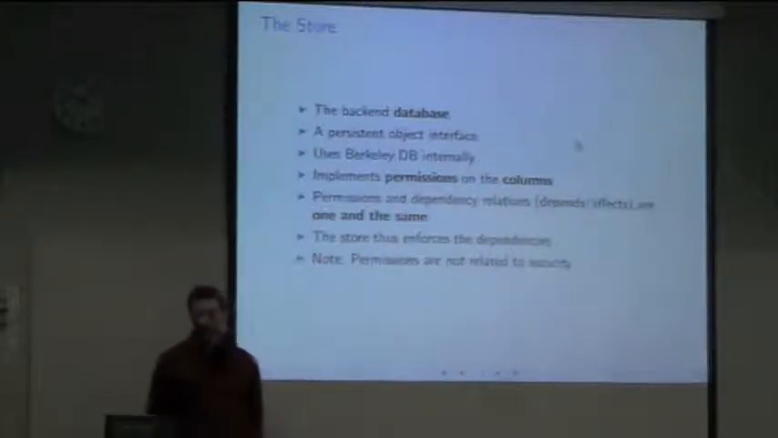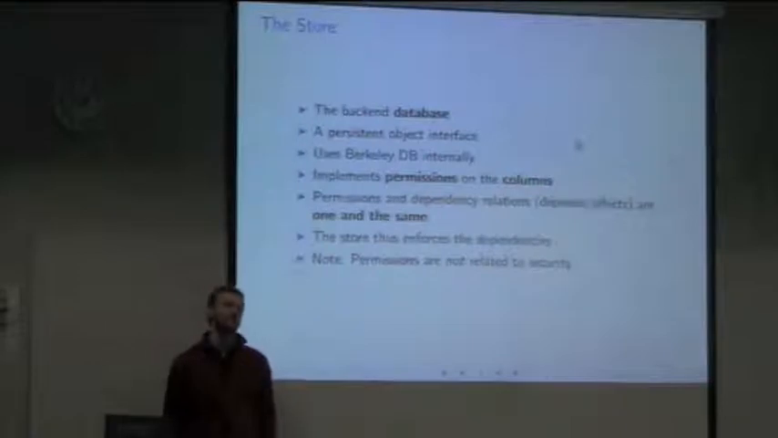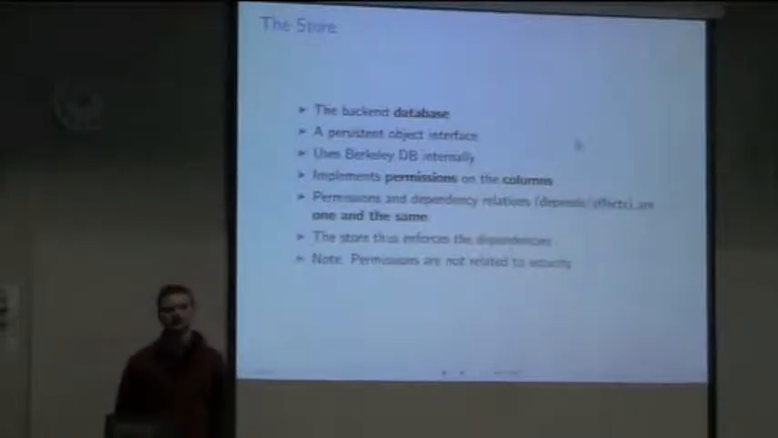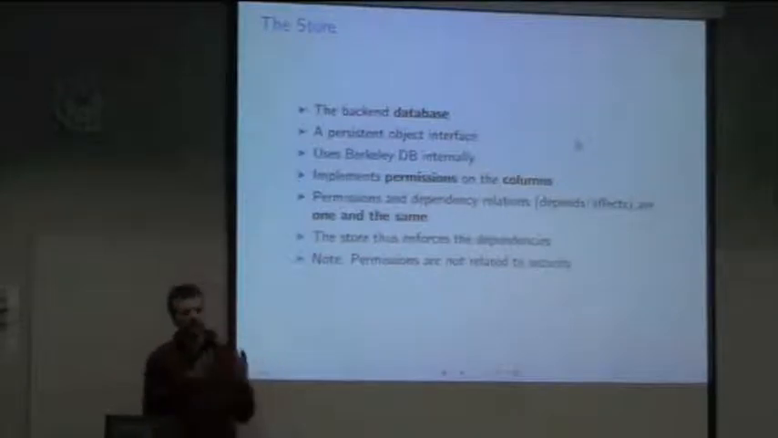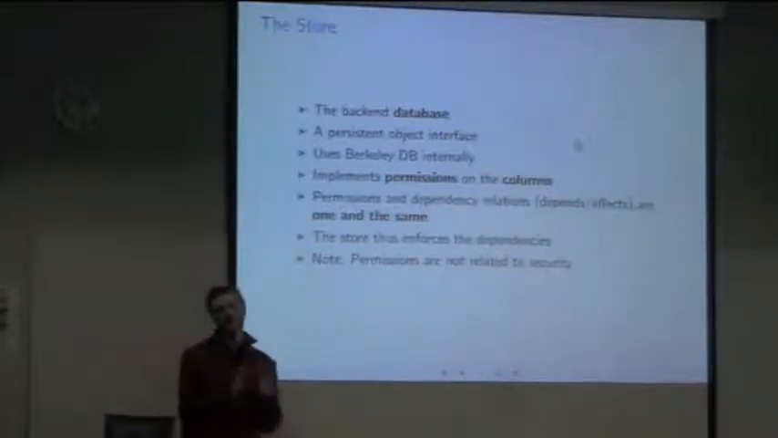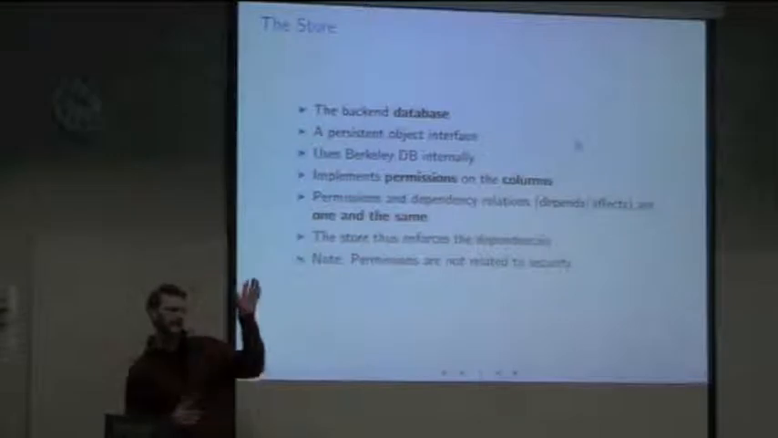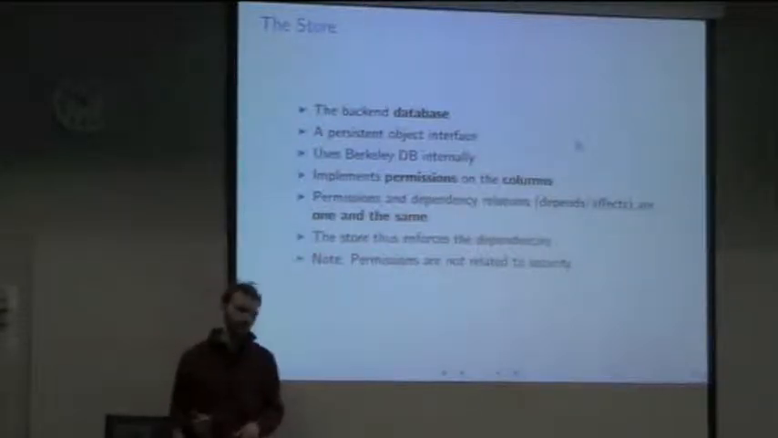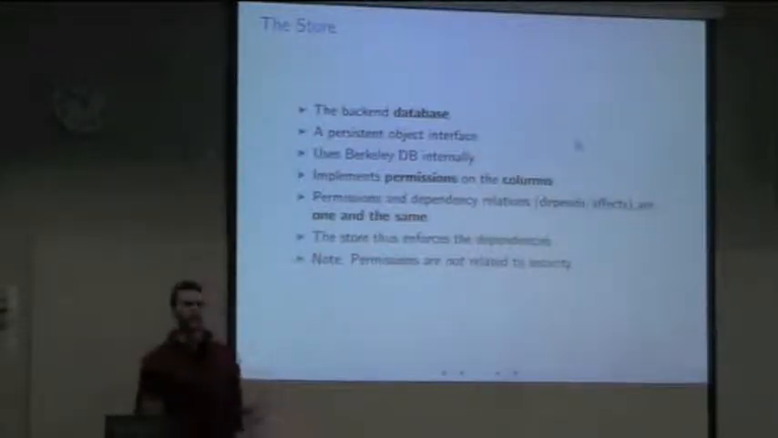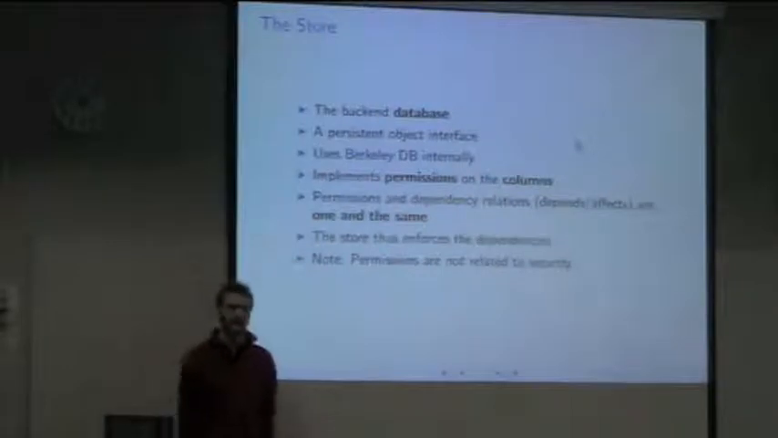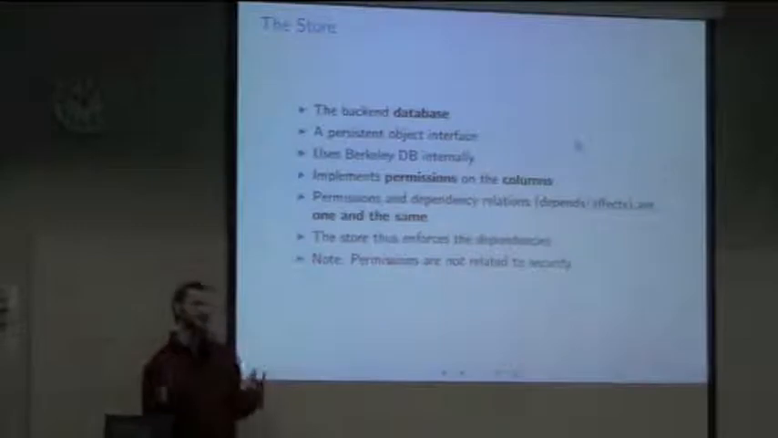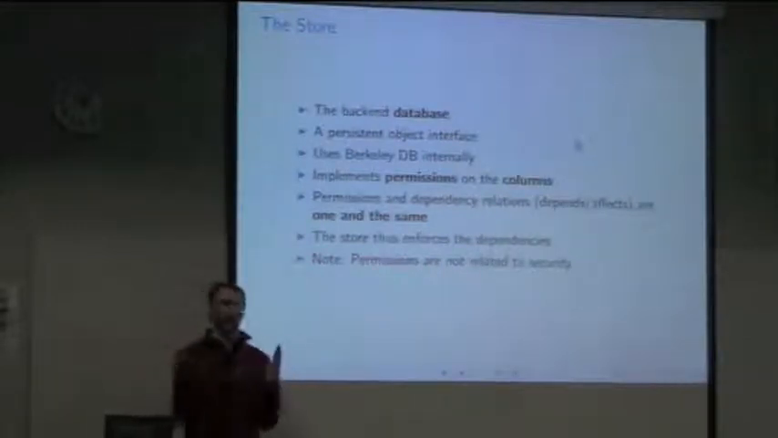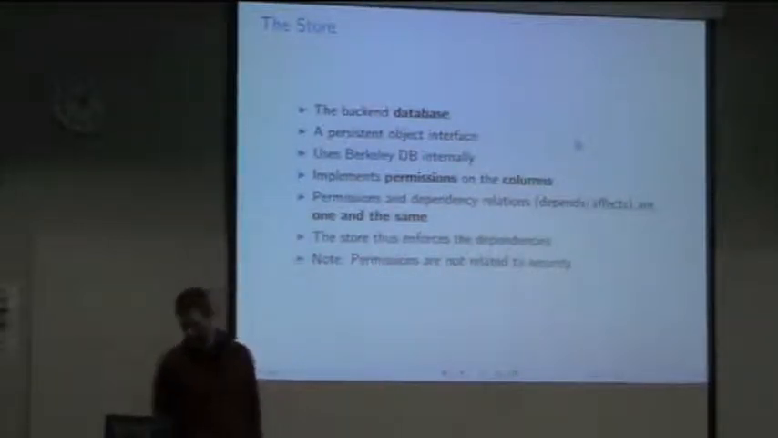We have implemented permissions on the store, and the permissions are somewhat different to permissions we see in other databases. These permissions restrict access by columns. So you can request read access to one column and write access to another column. And all the other columns, which you've not requested permissions on, are hidden. And so that's what I mean by a store view. It's the subset of the store, containing the columns that you have access to.